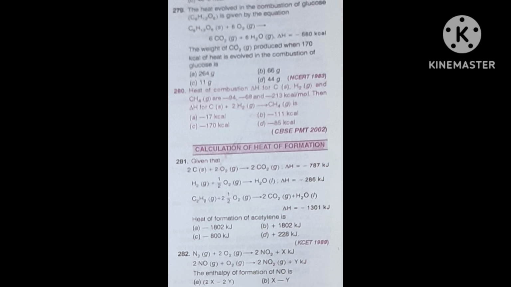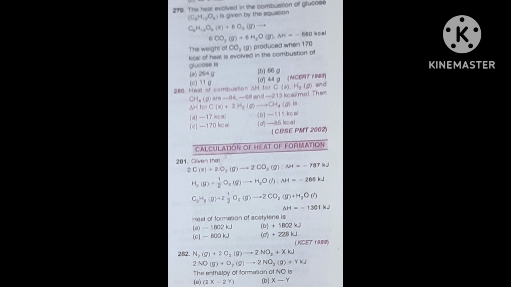See the question. Heat of formation of acetylene, you have to calculate. Four options are given. Heat of formation of acetylene is: first option minus 1802 kilojoule, second plus 1802 kilojoule, third minus 800 kilojoule, fourth plus 228 kilojoule.